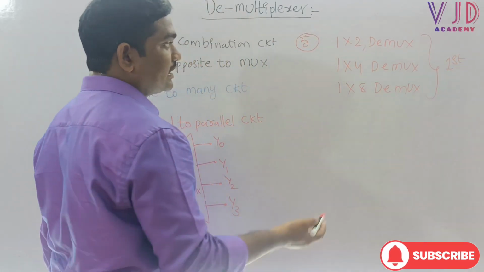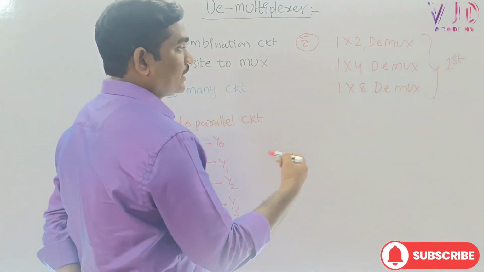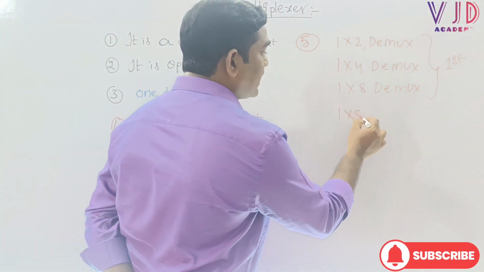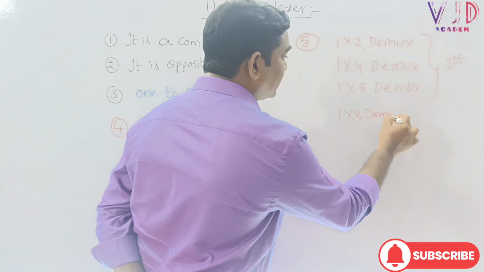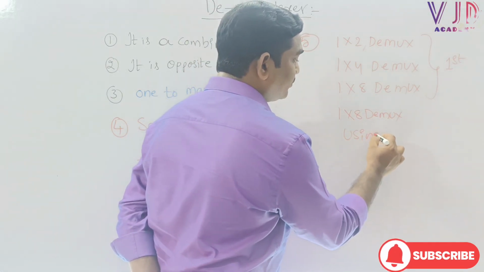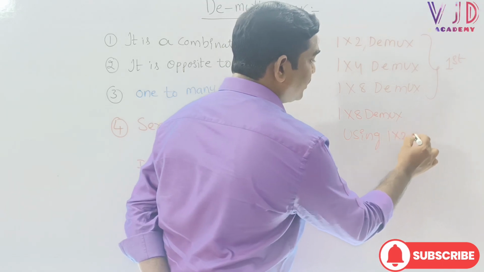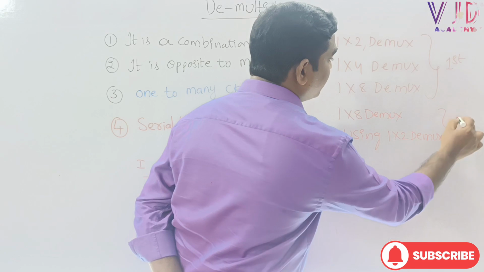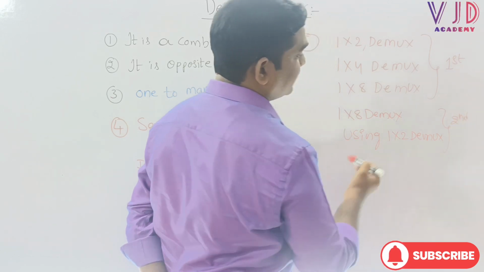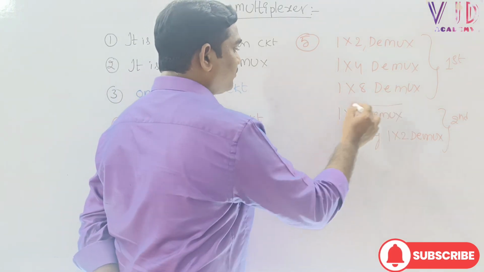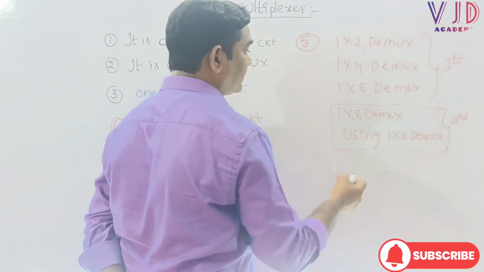And there is a second type of circuits also. Here, construction of 1 into 8 demux using 1 into 2 demux. This is the second type of structures. Mostly we may get the GATE questions from this kind of structures.